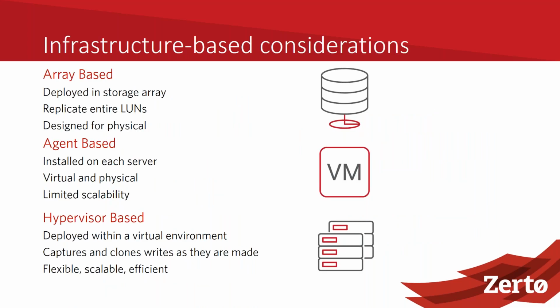So, talking about replication technologies, infrastructure-based considerations, how do you get this done? How do you replicate your data? Array-based replication usually happens between a physical array, replicating groups of storage called LUNs and replicating those to another array that's identical. So you deploy that in your storage array and configure it and schedule it, and you're replicating the entire LUN. Anything that's on it doesn't really matter. It is designed initially for physical workloads, just replicating data.